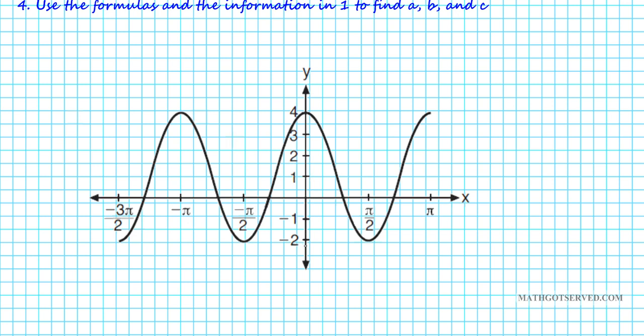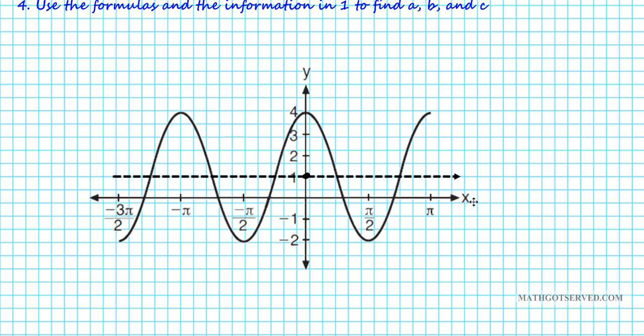So let's see. 1, 2, 3, 4, 5, 6. What is half of 6? Half of 6 is 3. So it can go 1, 2, 3. So somewhere there we have our center. This is our center right here. This is our new origin, right there in the center.